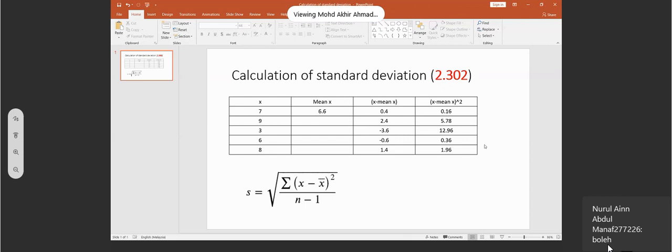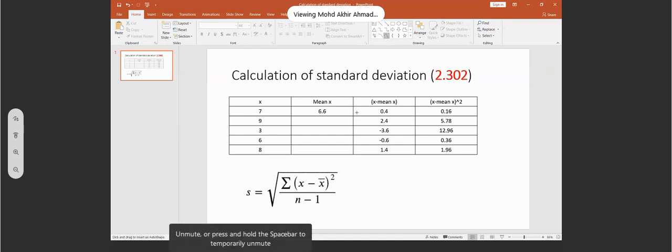Second method kita boleh guna calculator. Semua ada calculator tak? Okay. Dekat calculator itu you tekan mode. Mode tu belah atas belah kanan sekali. You tekan mode, you akan nampak SD. Dia akan tulis SD.